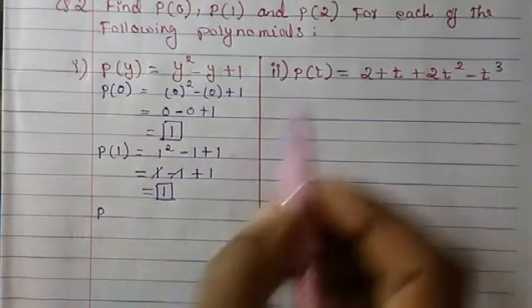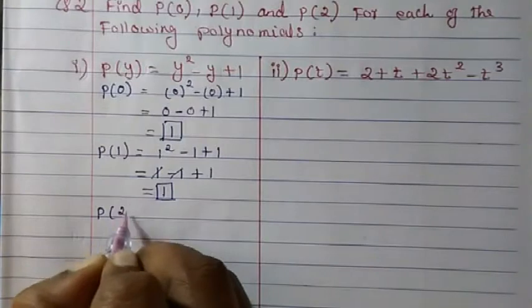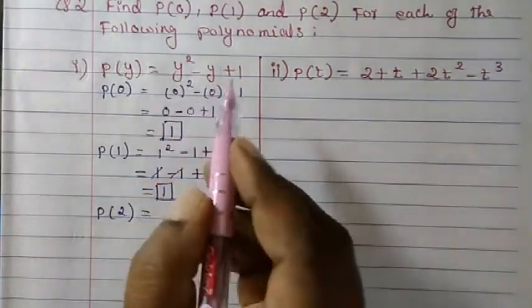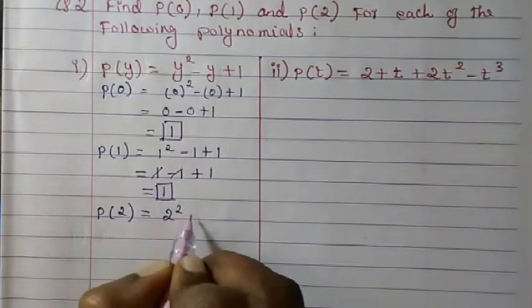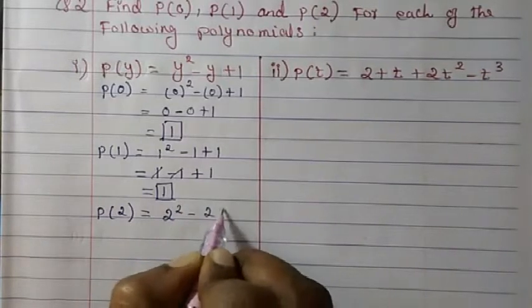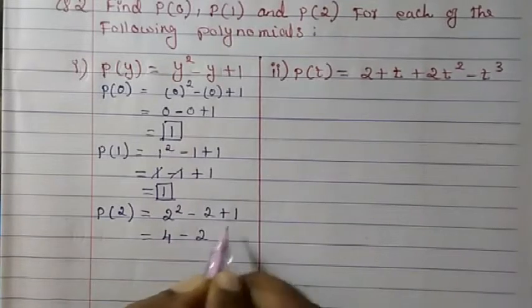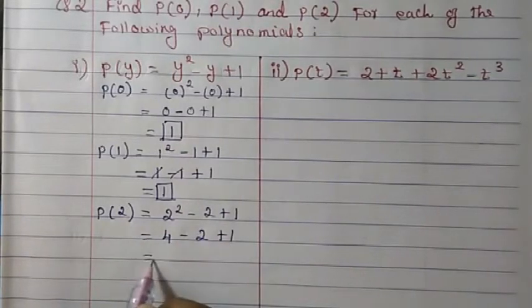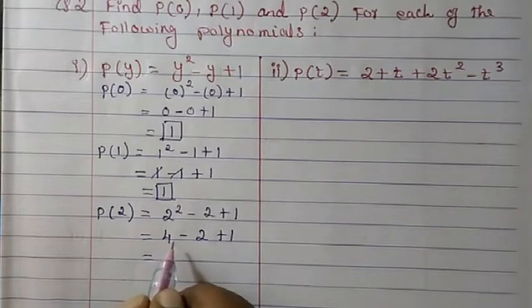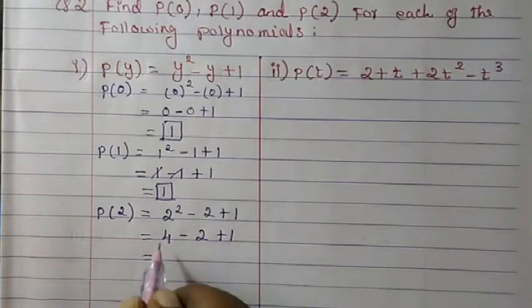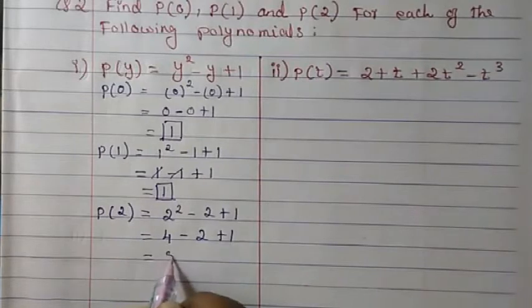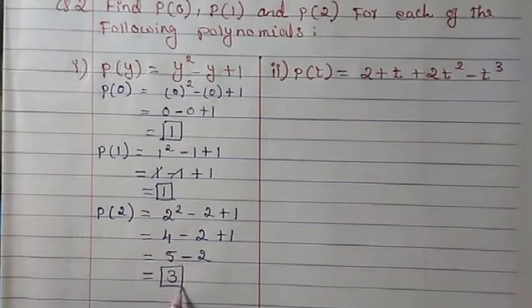Now for P of 2 we will find out. Wherever y is there, we have to put 2 now. So 2 square minus 2 then plus 1. 2 2s are 4, minus 2 plus 1. Now this is plus 4 and this is plus 1, so total plus 4 and plus 1 will be 5, then minus 2. So 5 minus 2 will be 3. So that's it for this question 1.